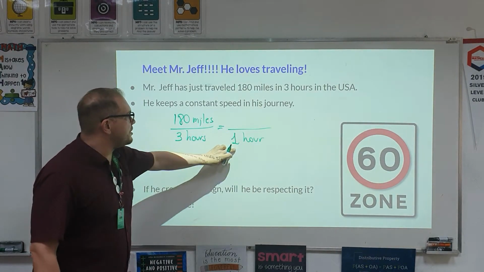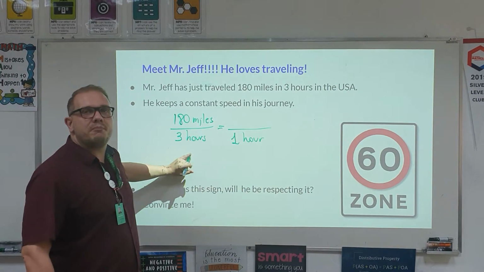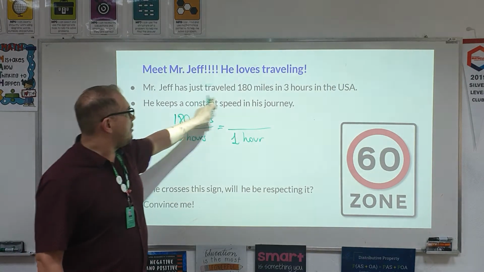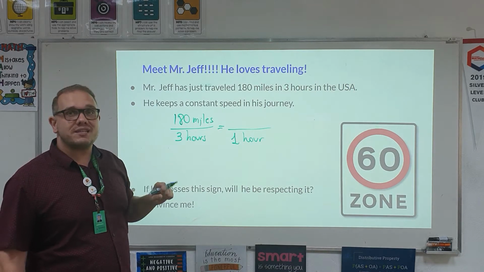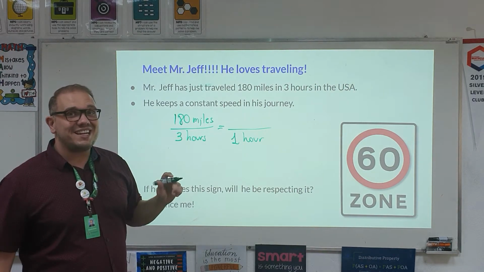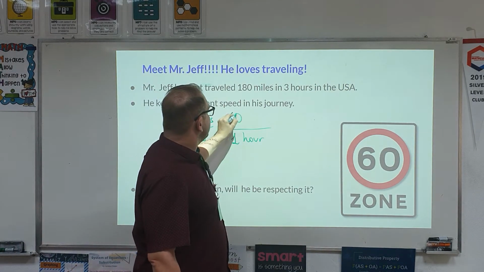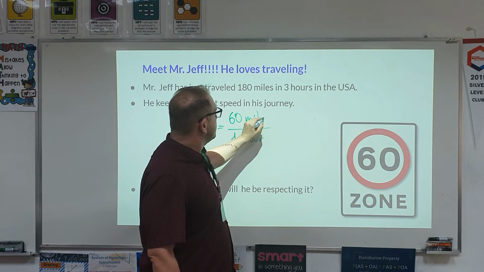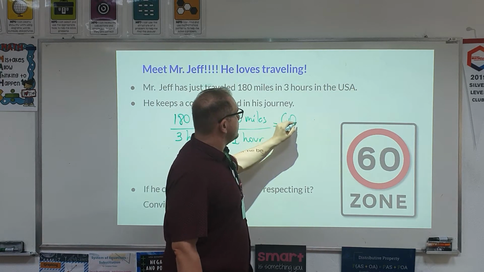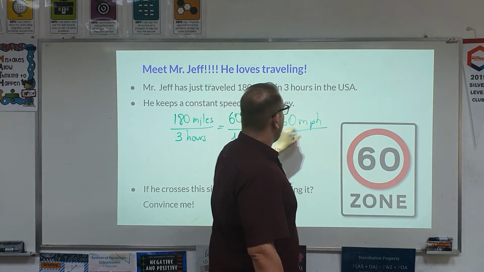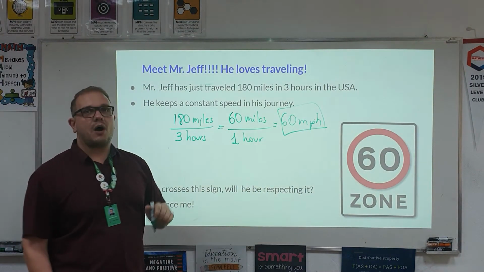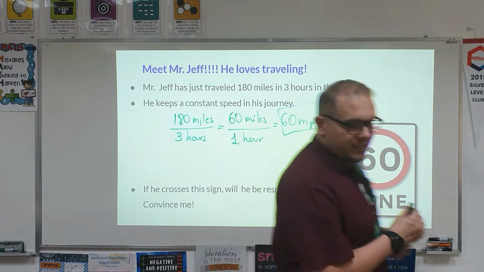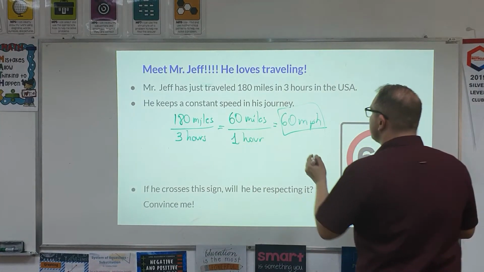So if I am dividing my amount of time by 3, I also have to divide my amount of distance by 3. So 180 divided by 3 would be 60 miles, which means 60 miles per hour. 60 miles per hour, this is our unit rate. This is what we call a unit rate.